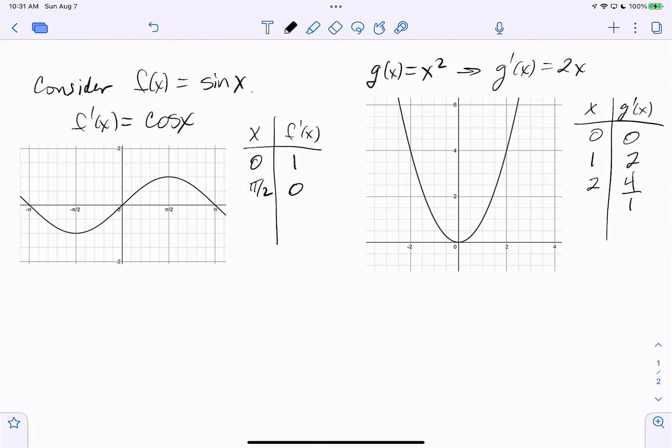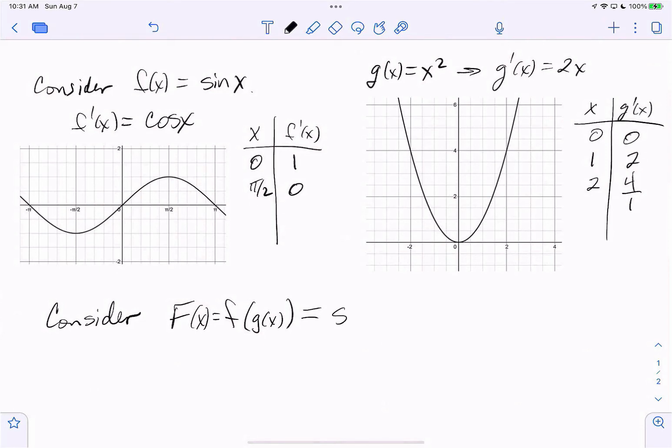All right, now look, I want to consider now a composition of functions. f of g of x. And I'm going to call that a whole new function. I'm going to call it uppercase F. And in this case, lowercase f is the sine of x, and then g of x is x squared. So our composition is the sine of x squared.